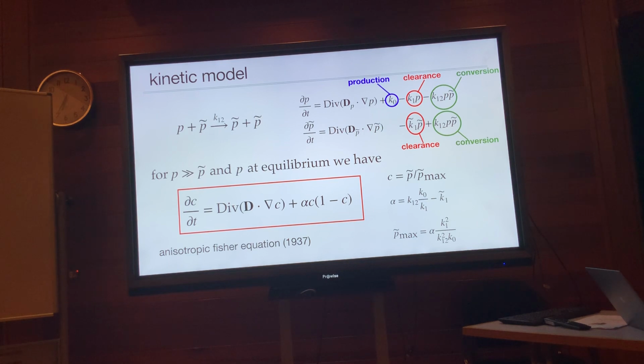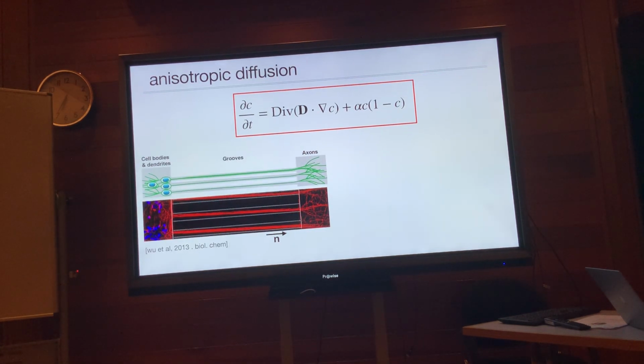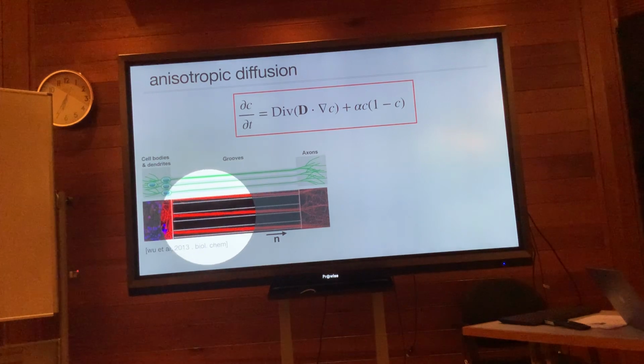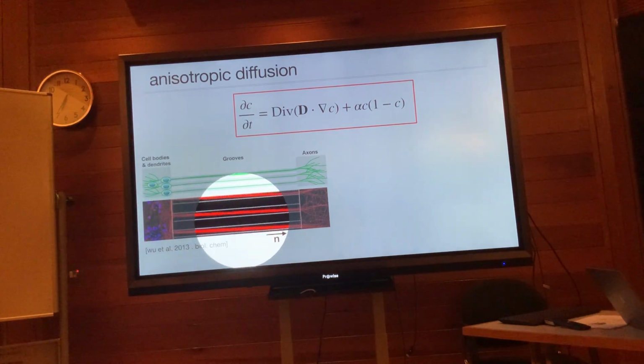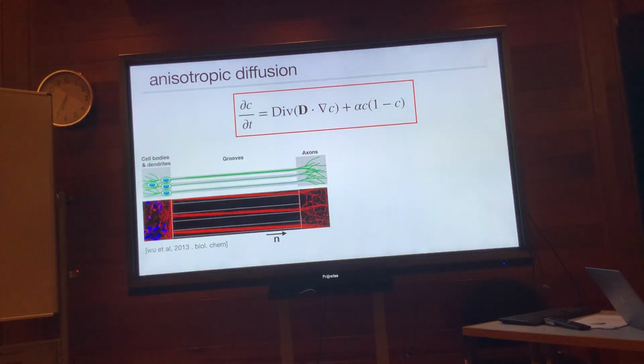There is a little twist. It's anisotropic because the progression is much faster along the axon, and there are very nice experiments to show that. So remember, you have the cell body in the cortex, and they connect with this long filament, the axon, to other cells or to other processes.